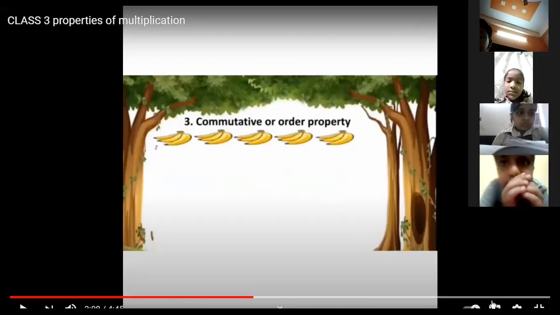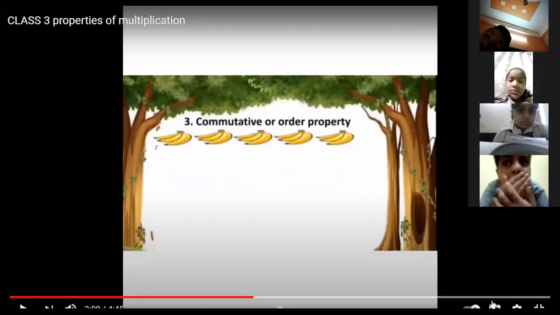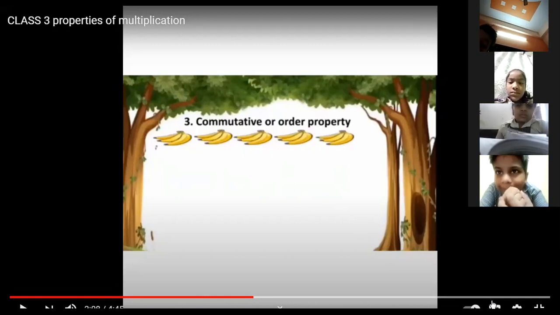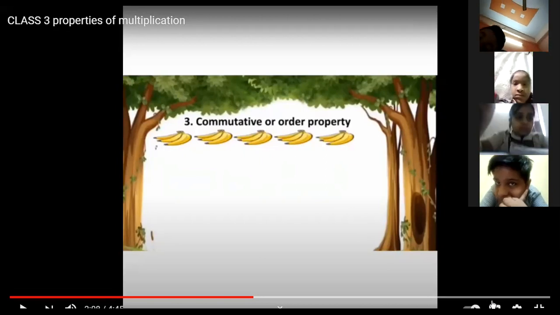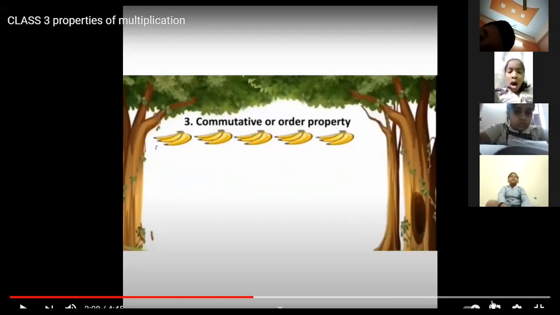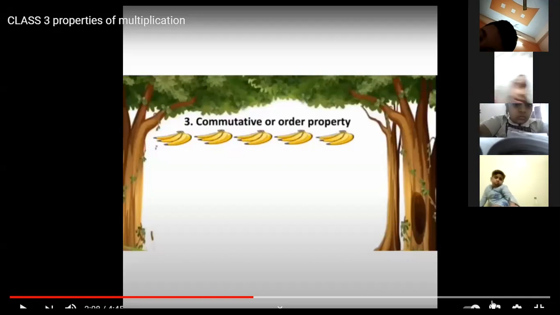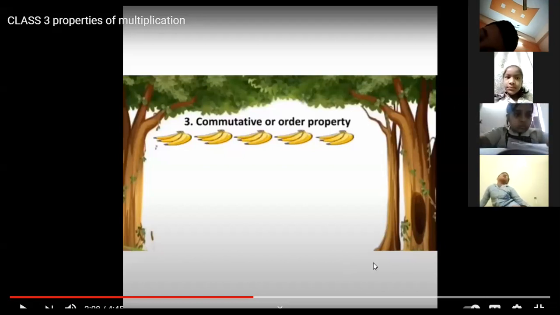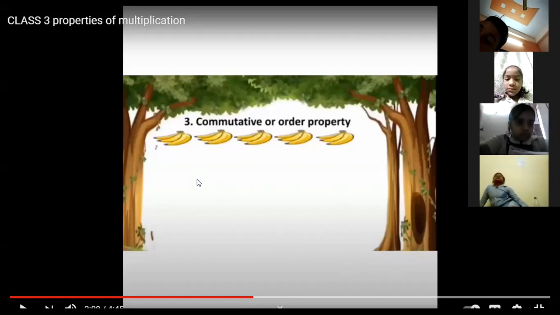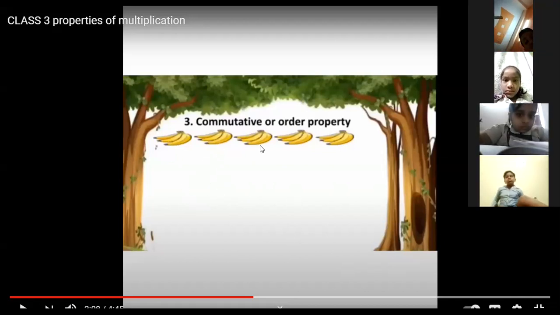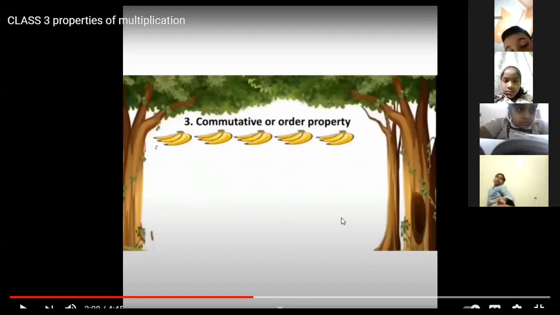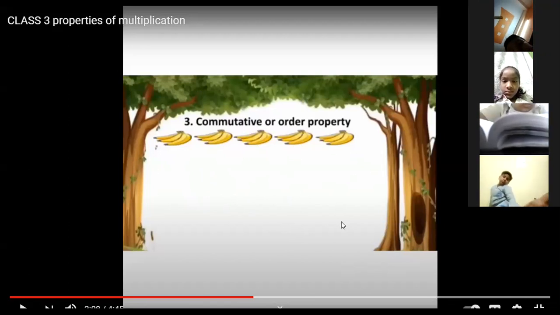Okay, beta. So 3 bananas are given in each group, and the total number of groups is 5. So what can we do? We have to take the number of bananas along with the number of groups altogether. So how are we going to find the total number of bananas? Simply, according to repeated addition, 3 plus 3 plus 3 plus 3 plus 3. It means we are going to add 3 repeatedly 5 times, because 5 bunches are given here.